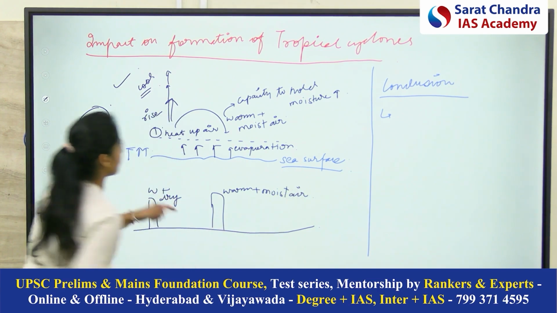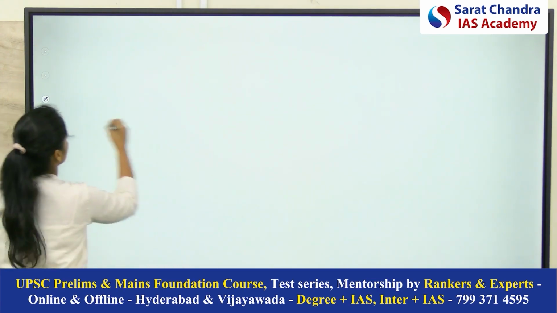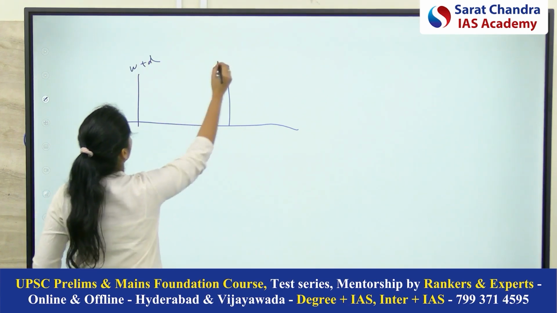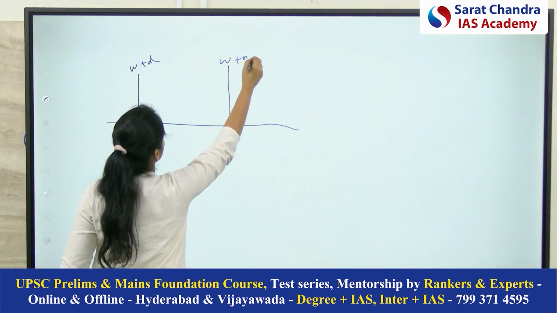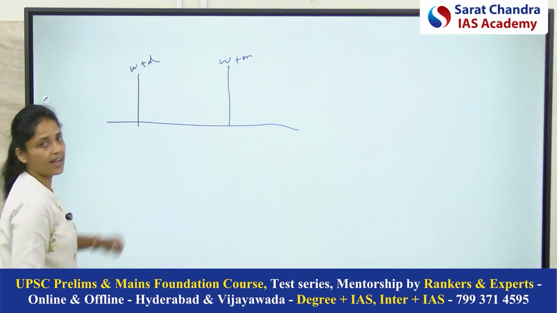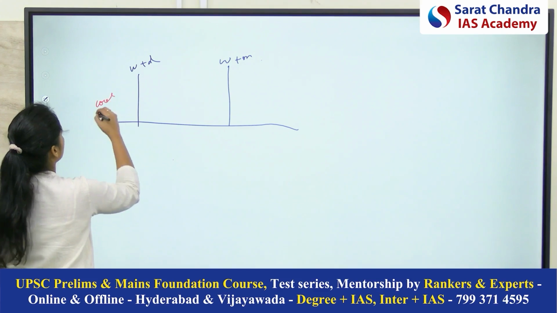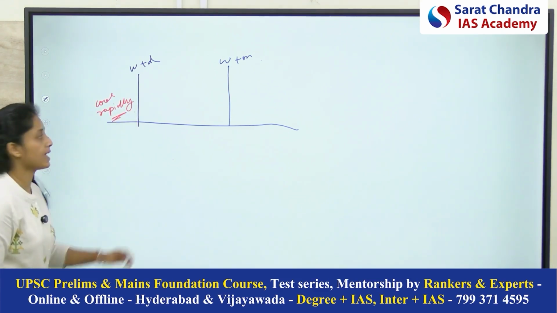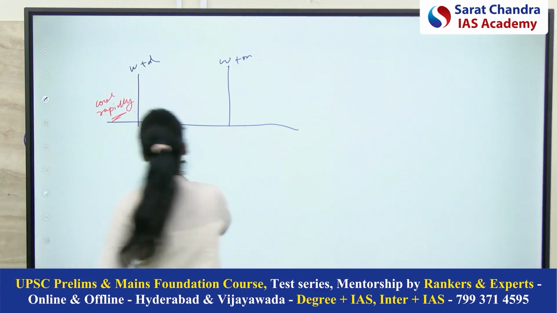You have to understand this difference also. See, I will explain here. This is a warm air parcel, warm plus dry, and this is a warm plus moist air parcel. So what will happen? See, the warm plus dry air will cool rapidly. But what will happen in warm and moist air?